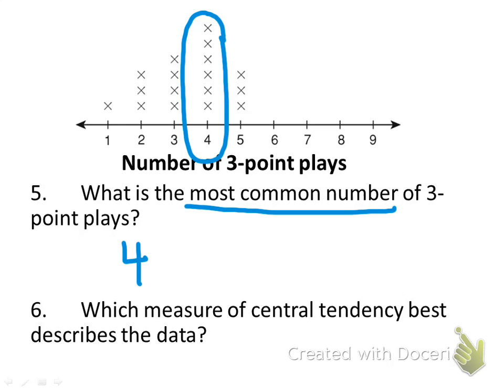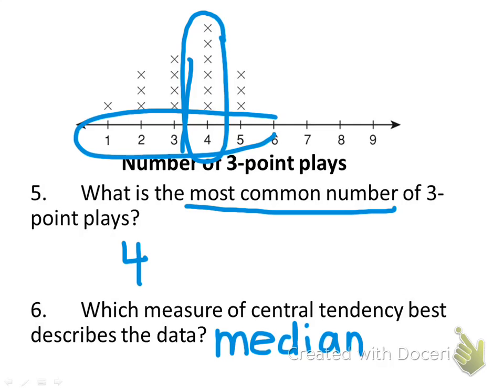And looking at this graph again, which measure of central tendency best describes the data? Is it the mean, the median, or the mode? Well, the mode tells us that 4 occurs the most frequently, but actually it's the median that tells us where the numbers are spread out. So the median, which would be the middle number of this set of data, would be the best.